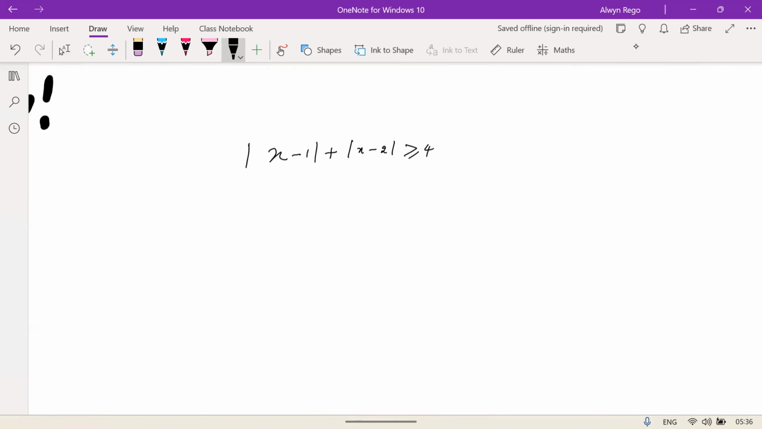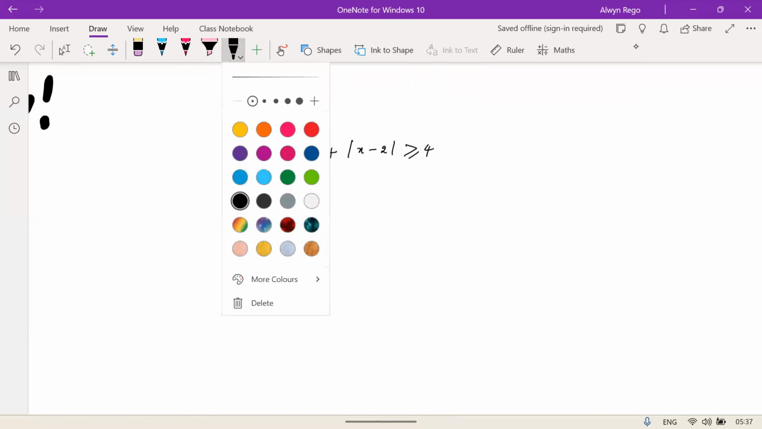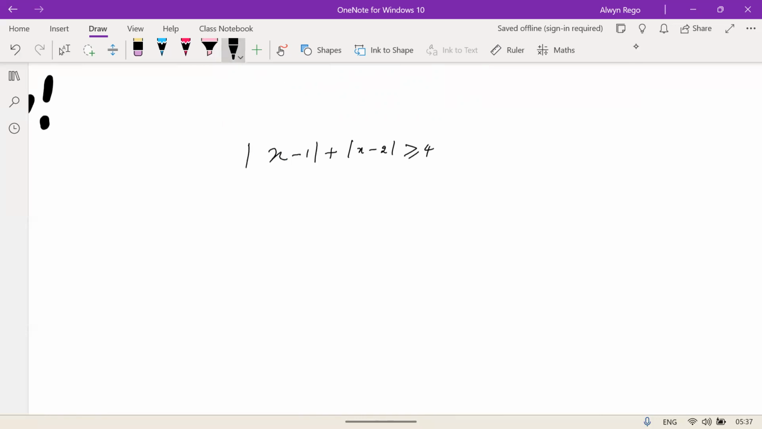These are very tricky ones. In the following videos, I'll take some more examples of this kind. These are very, very tricky. We'll discuss the modulus functions, and we will discuss all these things. But right now, remember, these expressions change their nature, positive and negative, depending on whether you take x more than 1 or less than 2 or more than 2.